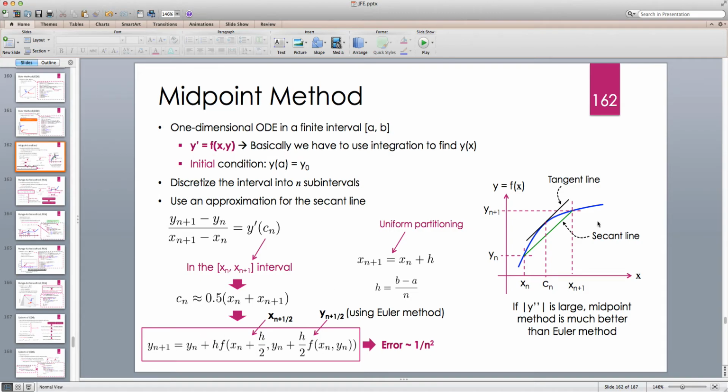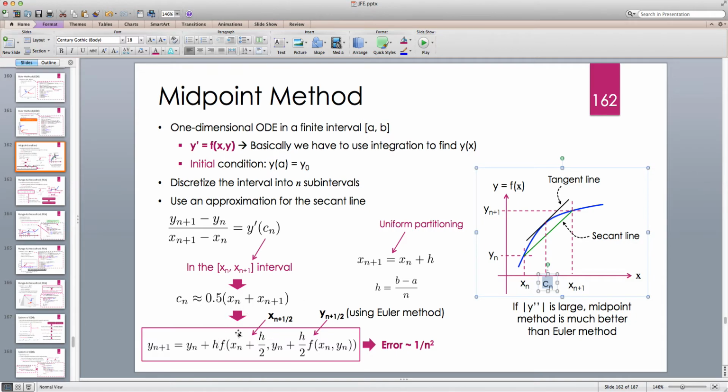So yn plus 1, if we rearrange this, is yn plus y prime of Cn times h, right? xn plus 1 minus xn is h. But I do not know y prime of Cn because I don't know Cn. So we approximate Cn by the midpoint. We say that, okay, it's probably close to the midpoint.